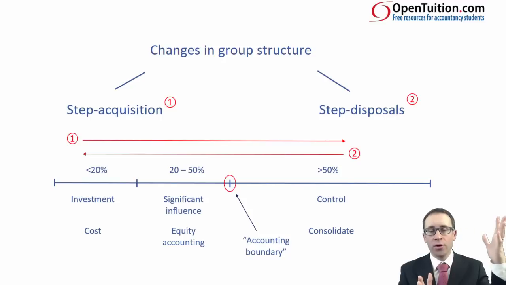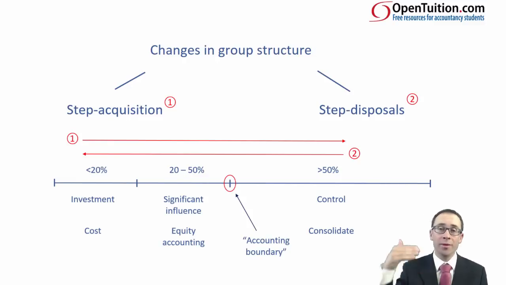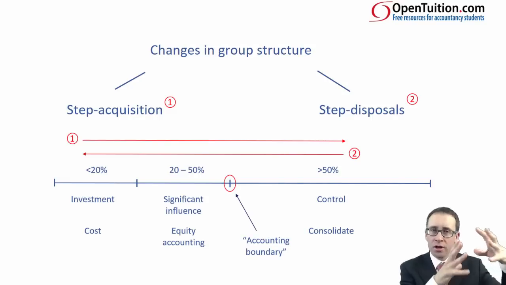Once you've gone through the door, it doesn't matter really whether you keep on going up and up the stairs, does it? Your percentage ownership changes. Maybe you had 60 and you now have 70. We still consolidate, so we just need to deal with the change in the percentage that we own and the change in the percentage that the non-controlling interest own.